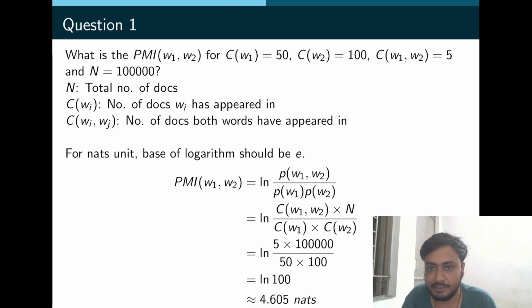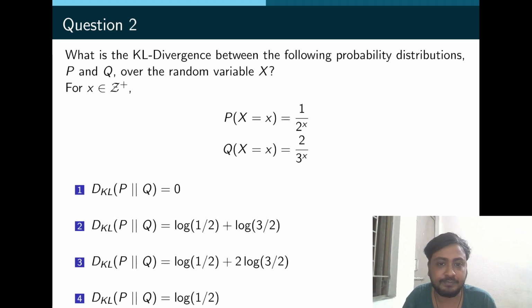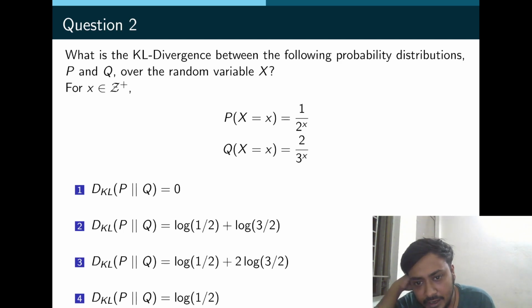All right, let's move ahead to the next question. This is a question on KL divergence. You have to calculate the KL divergence for the following probability distributions, P and Q. Capital X denotes the random variable, which can take any values in a given defined range, and small x denotes the current value, basically a constant.